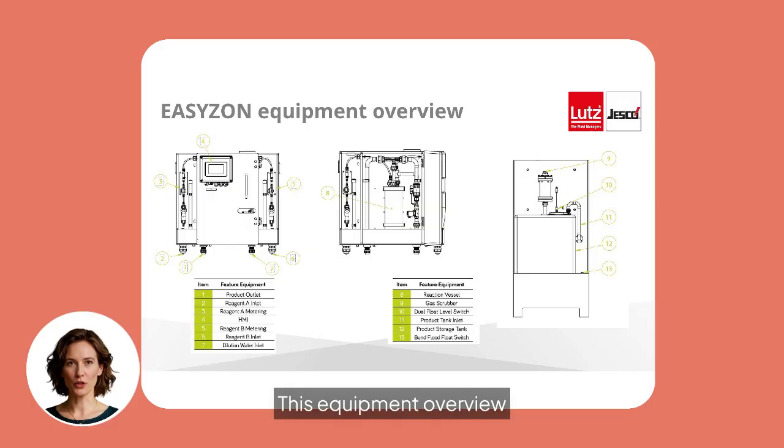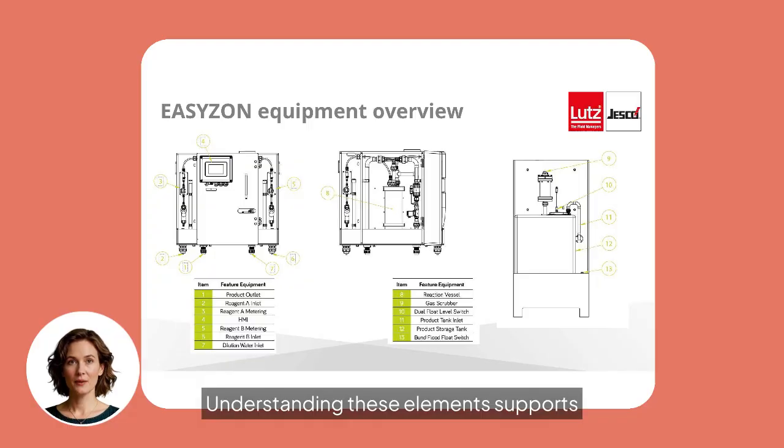This equipment overview identifies the main components of the EASYZON system. Key items include reagent inlets and metering, the HMI dilution water inlet, reaction vessel, gas scrubber, product tank, and bund flood float switch. Understanding these elements supports effective operation and maintenance.